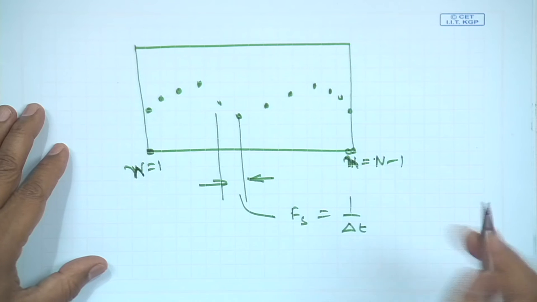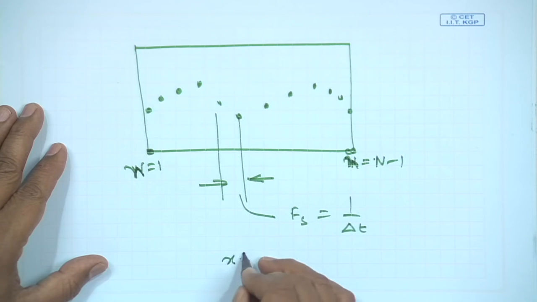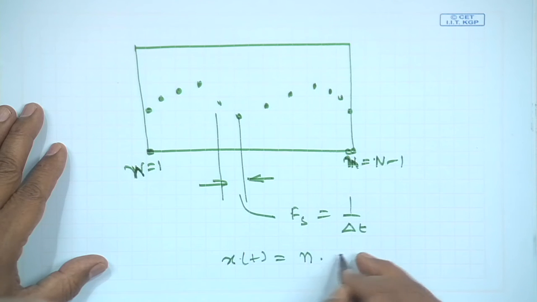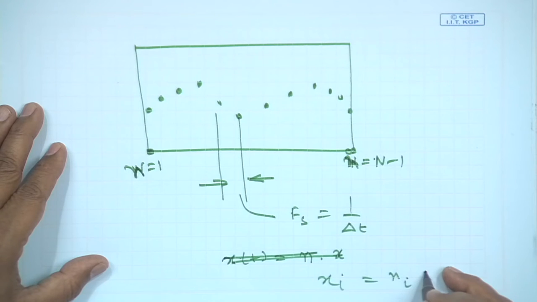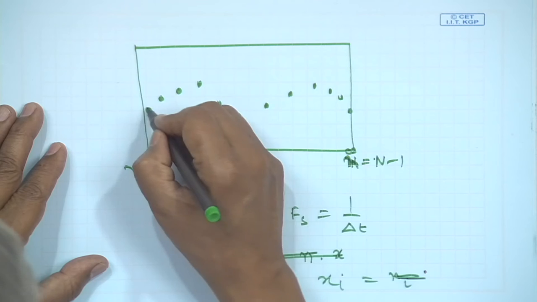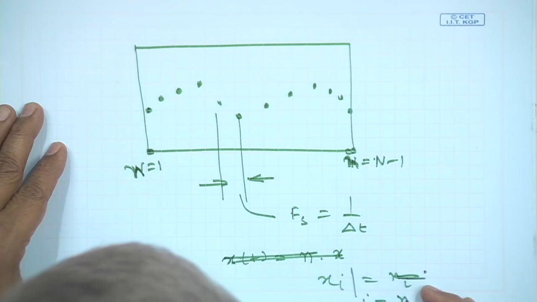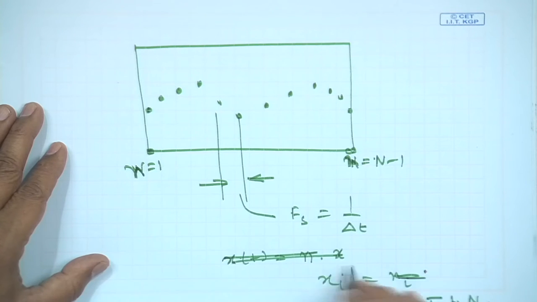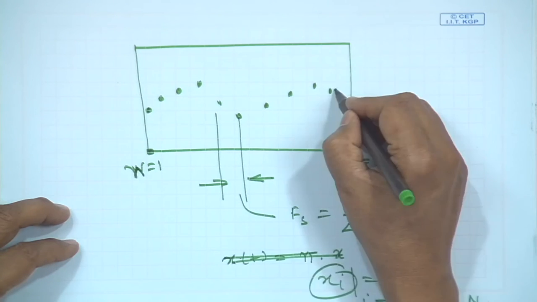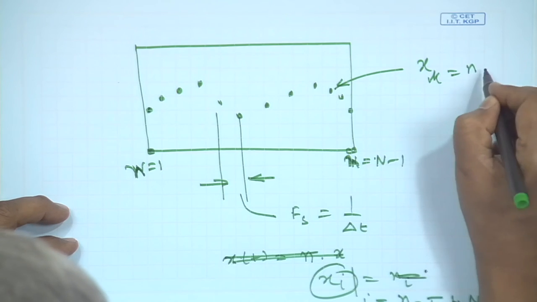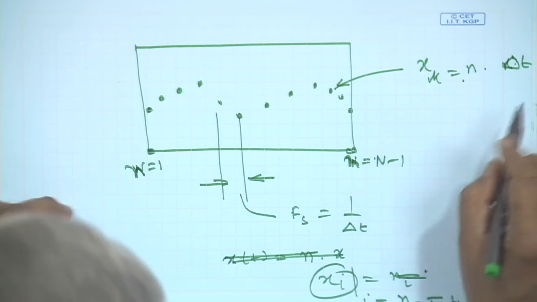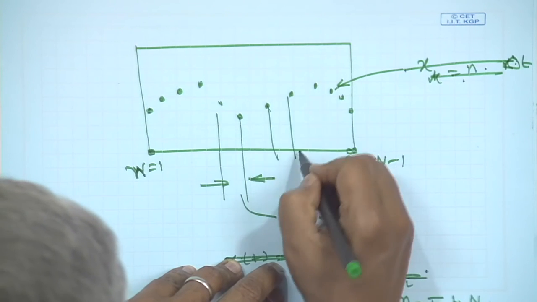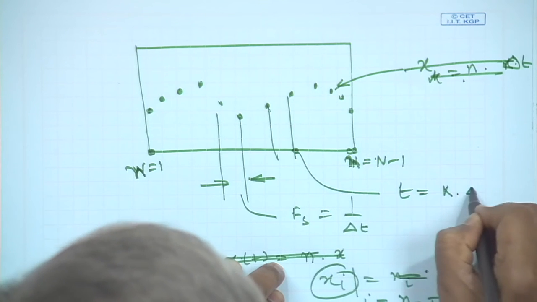So with n data points, at any given instant the signal x(t) is the sum of the values, n times. Each xi is the corresponding value, a collection of numbers as i goes from 1 to n. This is the set of xi I get here, and any xk is the corresponding value at t equal to k or n times delta t.